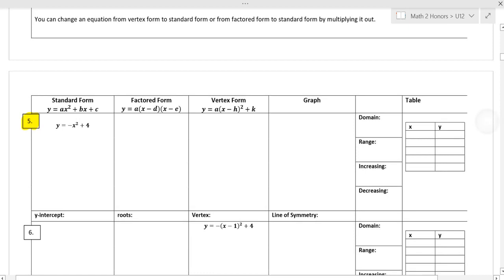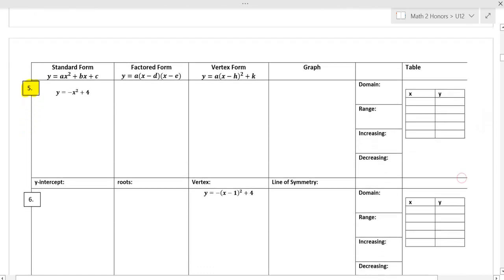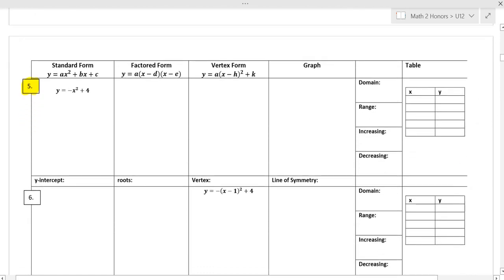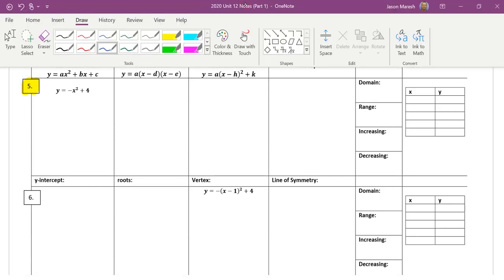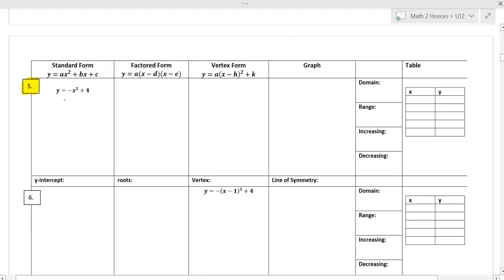On to number 5. Number 5 is in standard form. We can factor out the negative and get x squared minus 4. And x squared minus 4 is the difference of two squares, so we got -(x plus 2)(x minus 2).